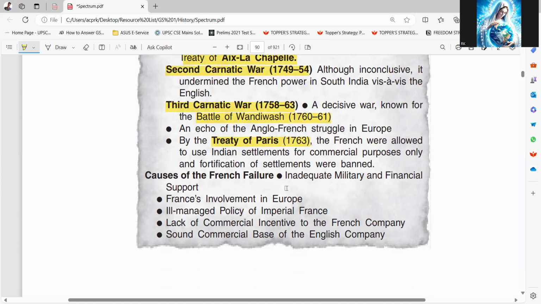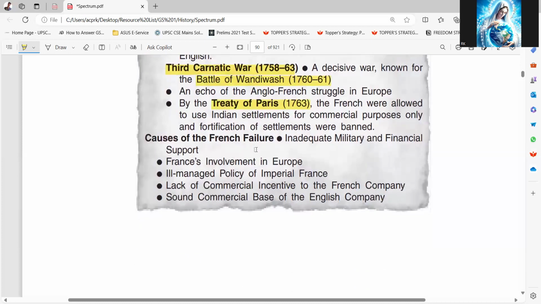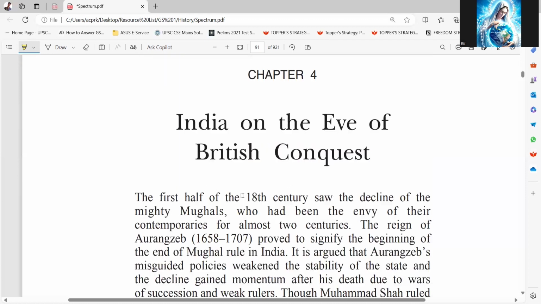Causes of the French failure: inadequate military and financial support, France's involvement in Europe, ill-managed policy of Imperial France, lack of commercial incentive to the French company, sound commercial base of the English company.